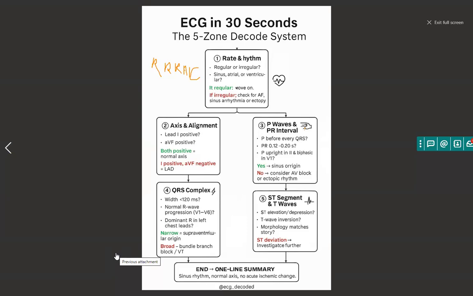And do you now have a right axis deviation? At this point, you're building up a case. Could this be pulmonary embolism? Could this be obesity? Do I need to pay attention to the next steps?